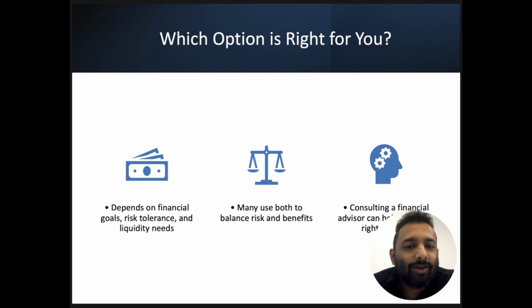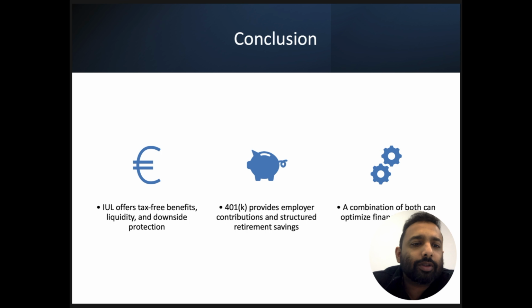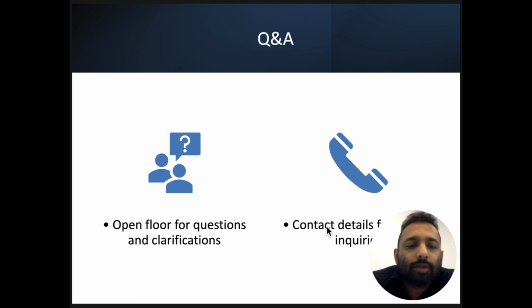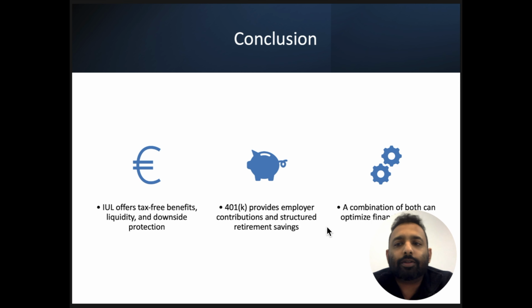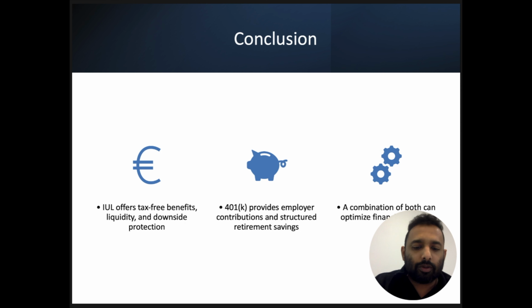So now, the conclusion. Pretty much, IUL offers tax-free benefits, liquidity, and downside protection. A 401k provides employer contributions and structured retirement savings. A combination of both can optimize your financial needs. So that's what it is. Let's conclude this presentation. Let me explain my conclusion. All right, so let's go to that.